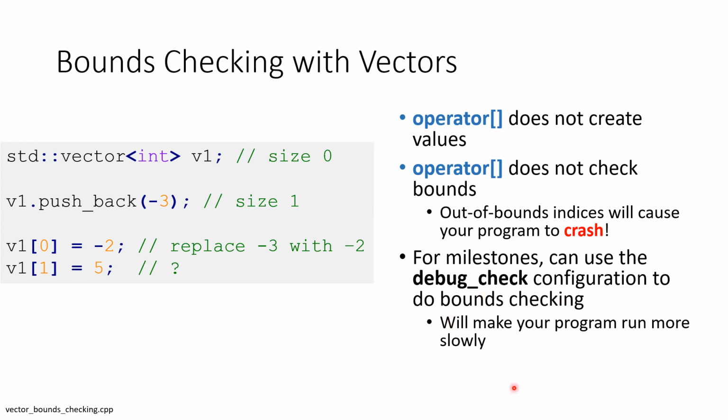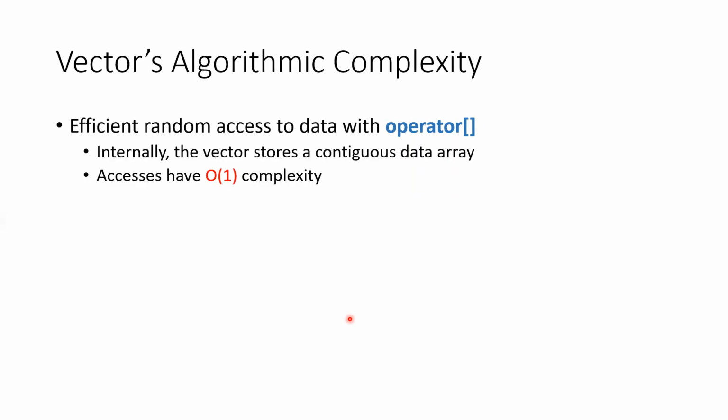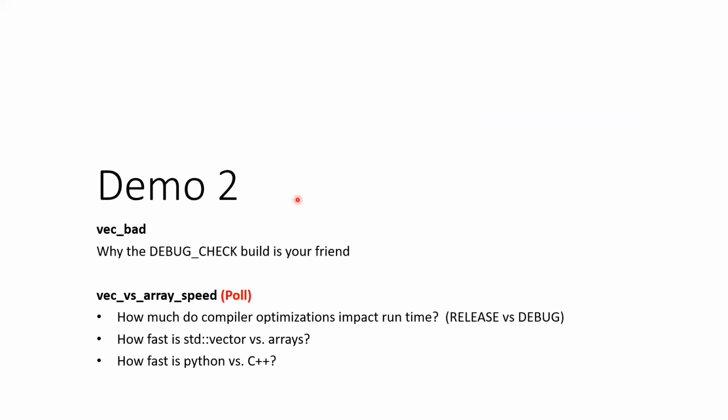So in your milestones, if you see segfaults, it's a really good idea to use the debug check configuration in your makefile. This will help you do bounds checking and see if any of them is causing problems. But using this will have efficient random access to data with O(1) complexity. Next, I'll show you the second demo.